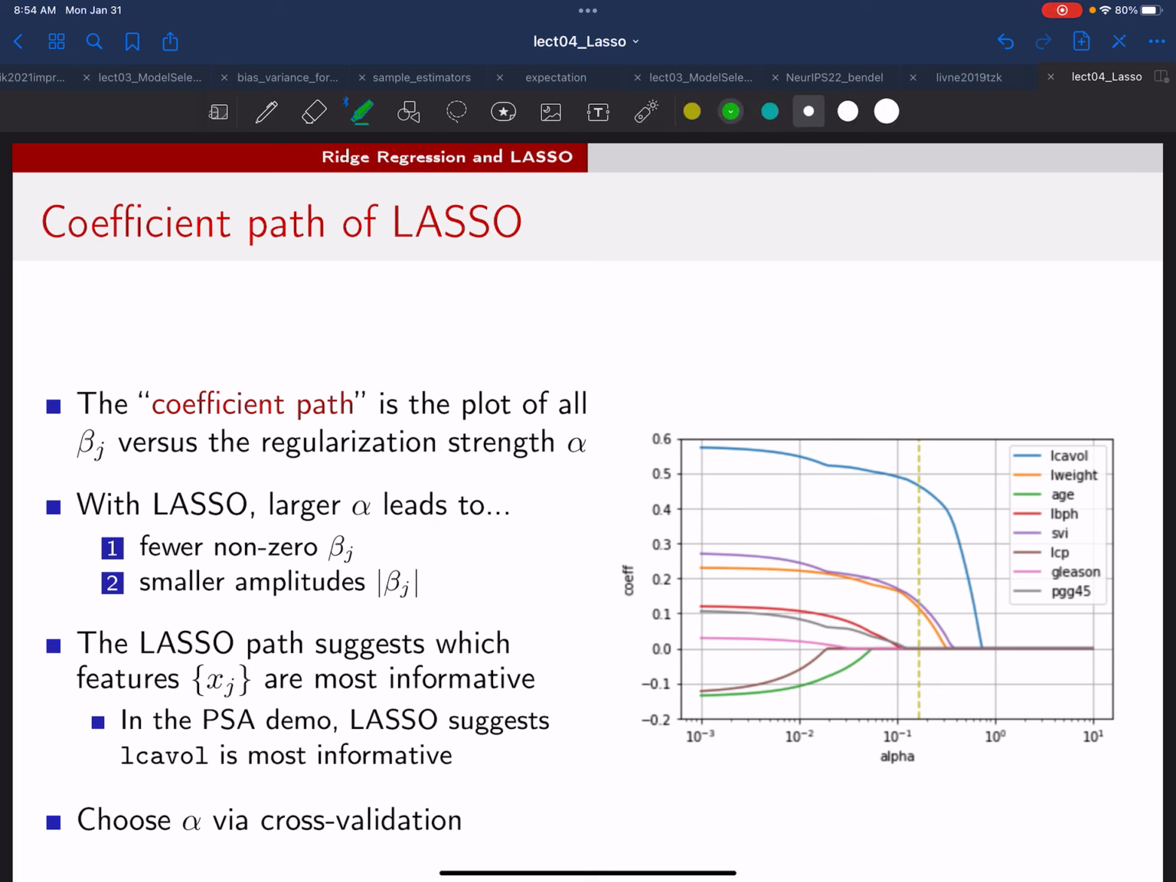Again, just to summarize, the main 2 things we see in this coefficient path is larger alpha leads to, number 1, fewer non-zero features, but also smaller amplitudes. And I'm going to make a little frowny face there because this is not something we like. We don't like the fact that this blue coefficient has decreased from here to here. That is an unfortunate side effect of the bias.